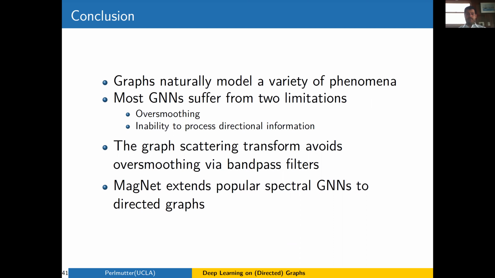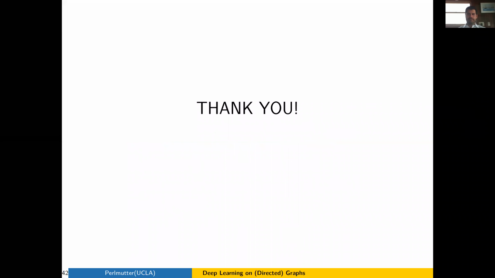One is that if you incorporate bandpass filters into your network, you can capture more rich variation and high frequency information of signals defined on your graph. And two, you can use a Hermitian matrix and integrate this into whatever your favorite spectral GNN is, and you will instantly get a network which is defined on directed graphs and can properly process directional information. And this is where I am going to stop.